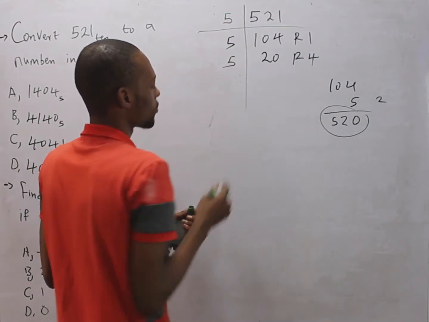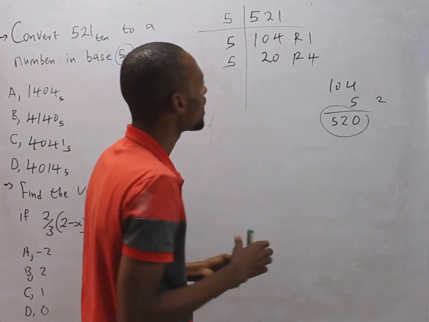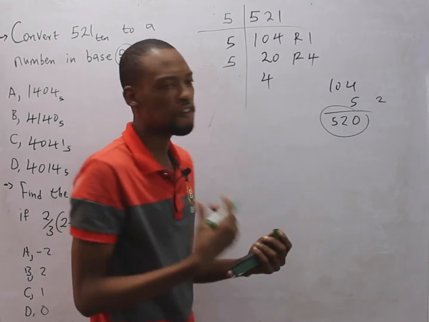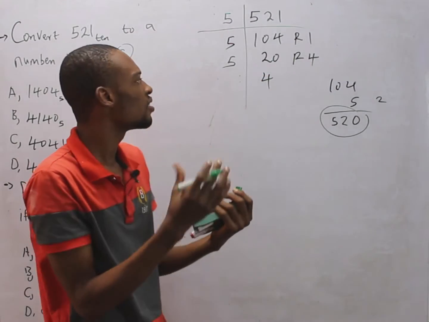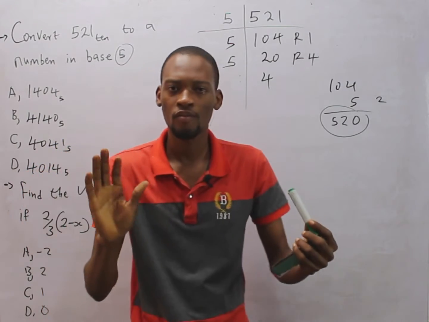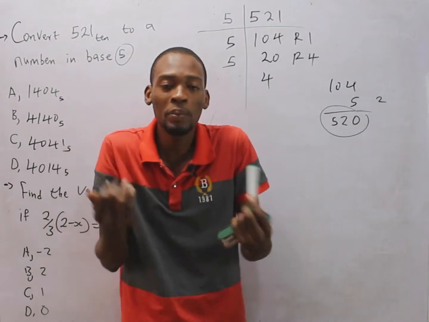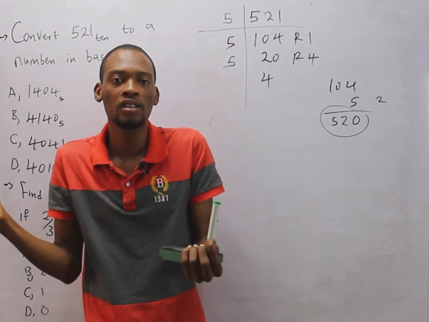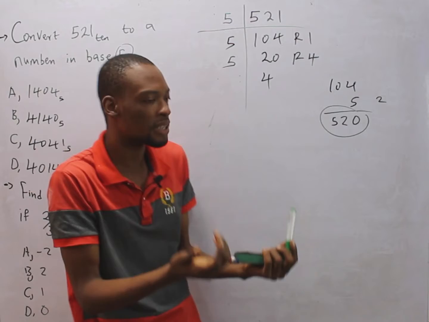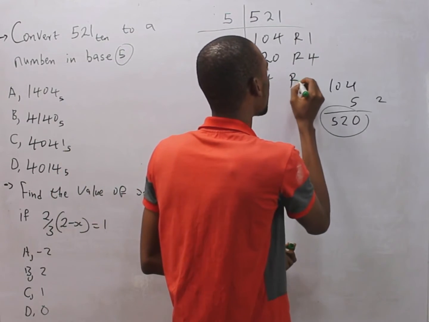Now 5 again. 20 divided by 5 is 4. 4 times 5 is 20, and there is no remainder. If you have 20 and you are sharing among 5 persons, they will happily take 4 each, and there is no remainder. Since there is no remainder, we simply say remainder 0.